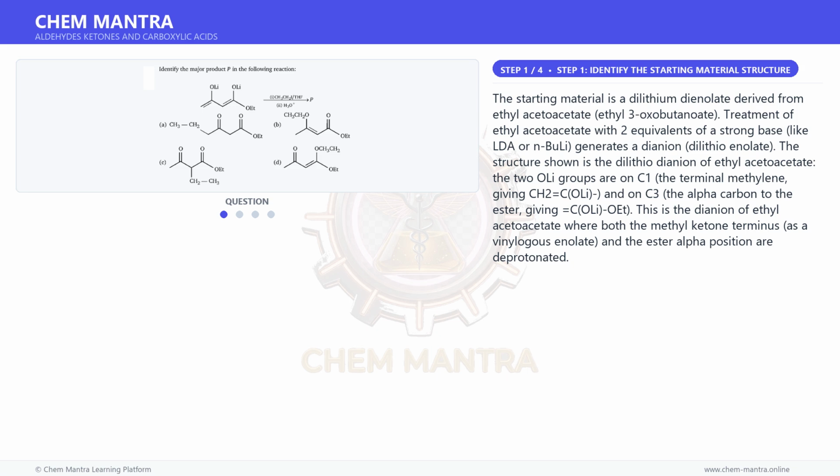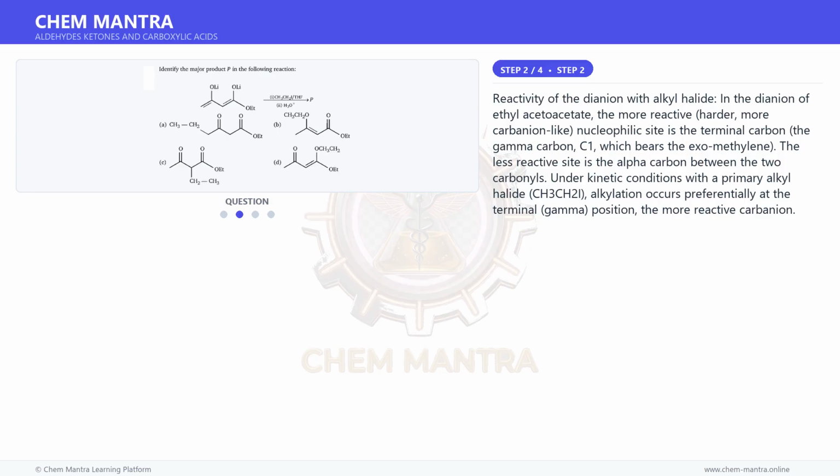The two OLi groups are on C1, the terminal methylene, giving CH2=C(OLi)-, and on C3, the alpha carbon to the ester, giving =C(OLi)-OH. This is the dianion of ethyl acetoacetate where both the methyl ketone terminus, as a vinylogous enolate, and the ester alpha position are deprotonated. Moving on to the next step.